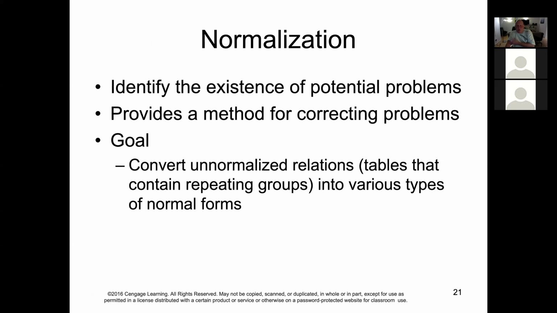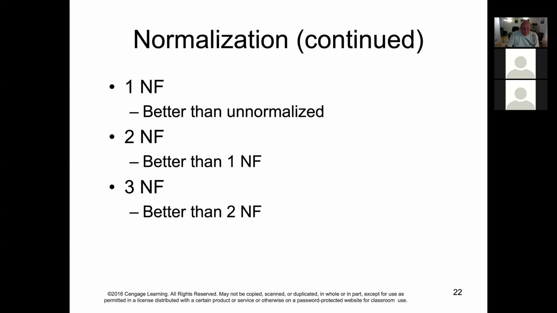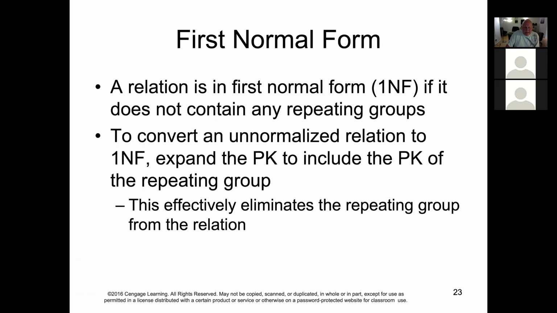Normalization. So what is normalization? Normalization is where you identify the existence of potential problems, and it provides a method for correcting them. The goal here is to convert unnormalized relations, tables that contain repeating groups, into various types of normal forms. There's first normal form, which is better than unnormalized. There's second normal form, better than 1NF, and then there's 3NF, better than 2NF. There is a 4NF, but we won't get into that.